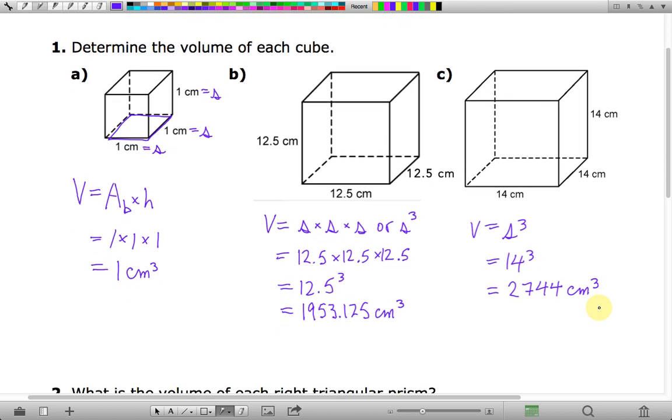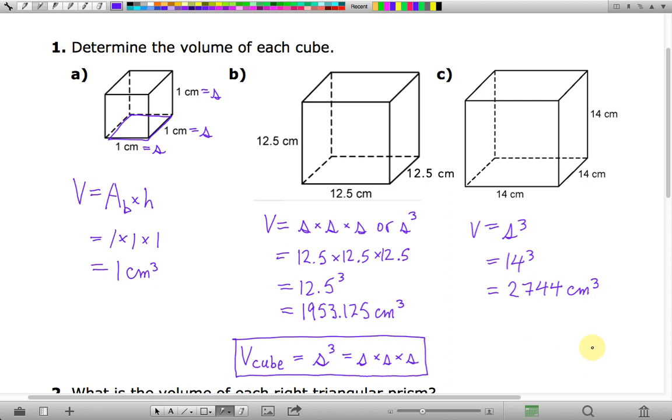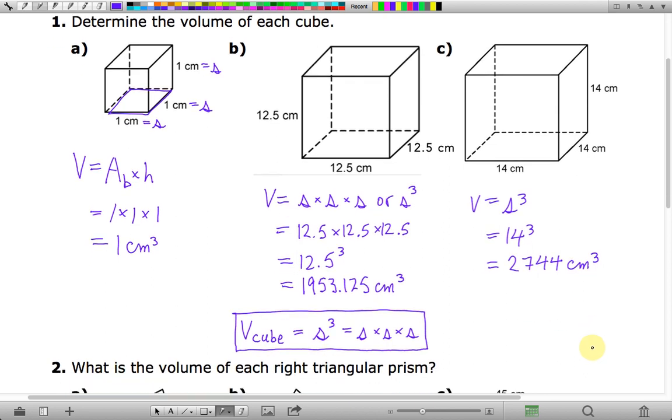So there you go. The formula for the volume of a cube is equal to whatever the side length is cubed. Or in other words, s times s times s. So you may want to just star that, put it in a little box. You can make use of that anytime.